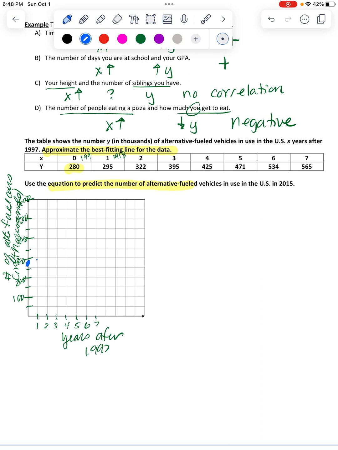1 to 95. 2, 322. And I'm just going to go through and plot my points. At 3, I'm up to 395. Then I'm at 425. 471. 534. So here's 5, here's 550. So 534 would be up here-ish. And then 565 would be over here-ish. So that's kind of my data points.